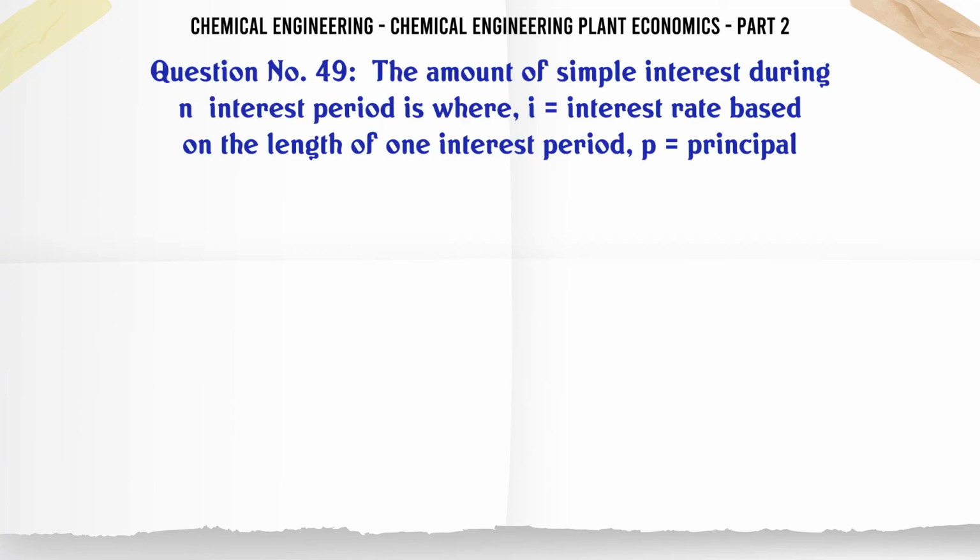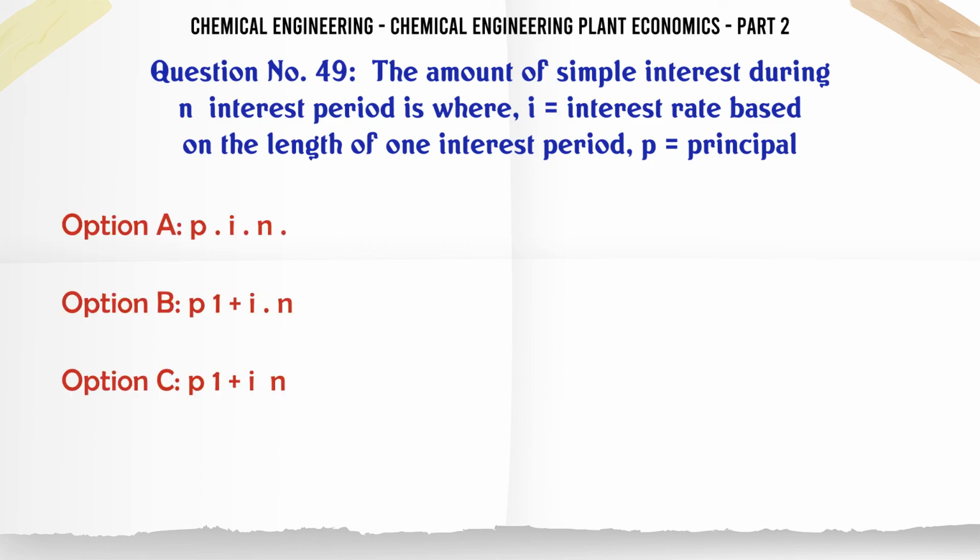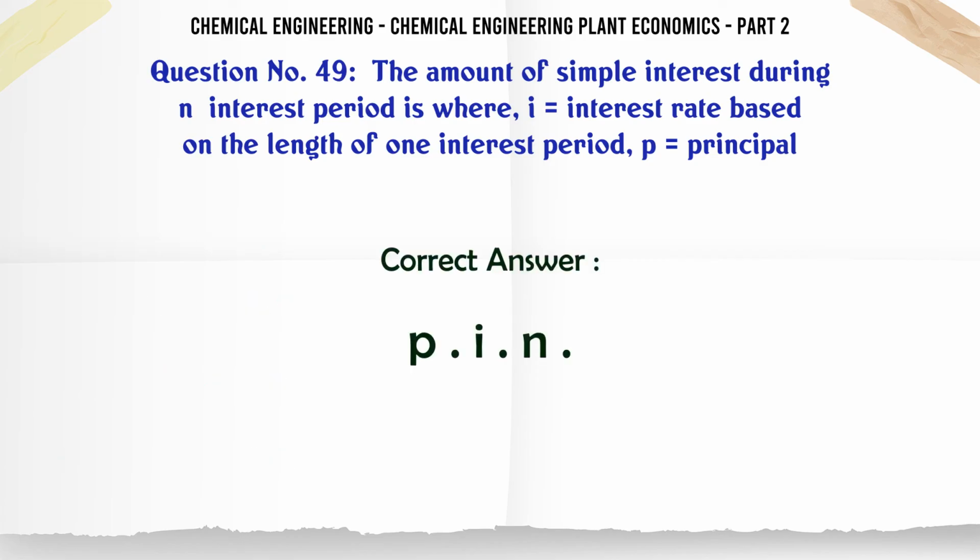The amount of simple interest during an interest period is, where I is the interest rate based on the length of one interest period, P is the principal, and N is the number of interest periods. A. P·I·N. B. P·I/N. C. P·N/I. D. I·N/P. The correct answer is P·I·N.